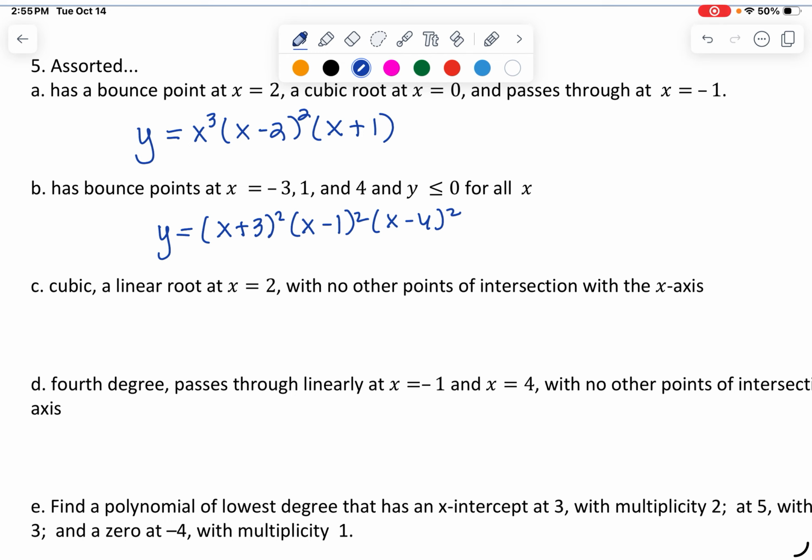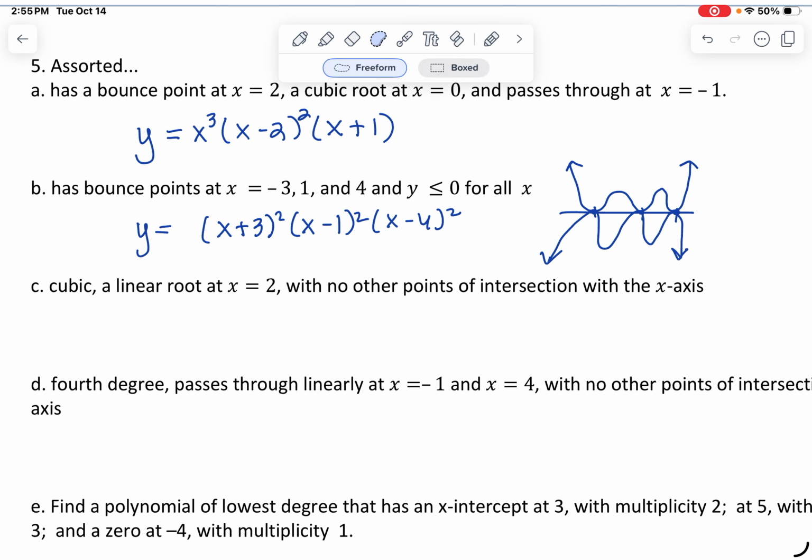So right now, if you think about what this looks like, a sketch of this, we have zeros at -3, 1, and 4, and it touches, right? And it is an even degree, so it's upward facing, and then it bounces. And this is all positive, and I want it to be down here, bounces. So I need to reflect it or make a negative leading coefficient. So I'm just going to scooch this over and put a negative in front. It could be any negative number in front.